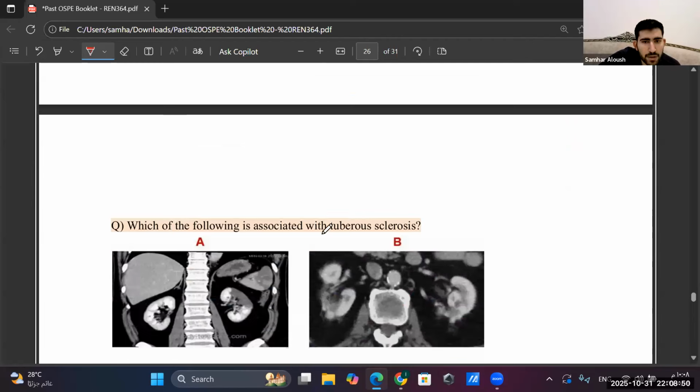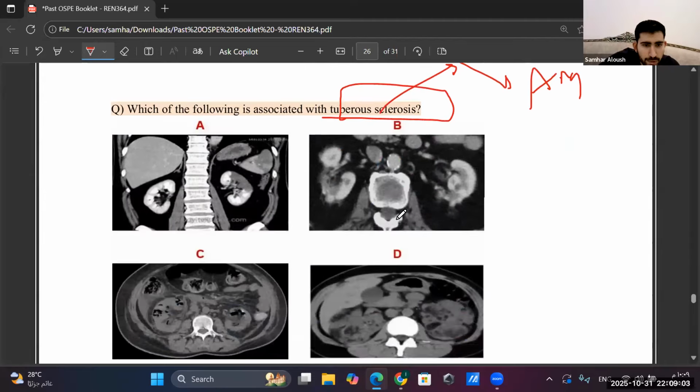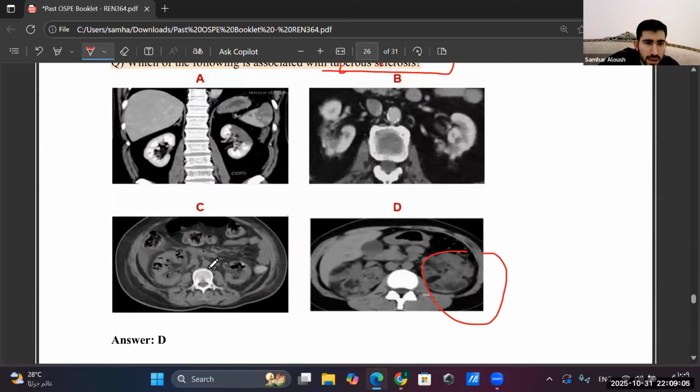Which of the following is associated with tuberous sclerosis? We said tuberous sclerosis causes seizures, mental retardation, epilepsy, and angiomyolipoma, which is blood vessels, lipids, and muscles. So a mass full of everything. Which of the following has a mass full of everything? It's this one. This one is emphysematous pyelonephritis. This one is infarction. We explained it.